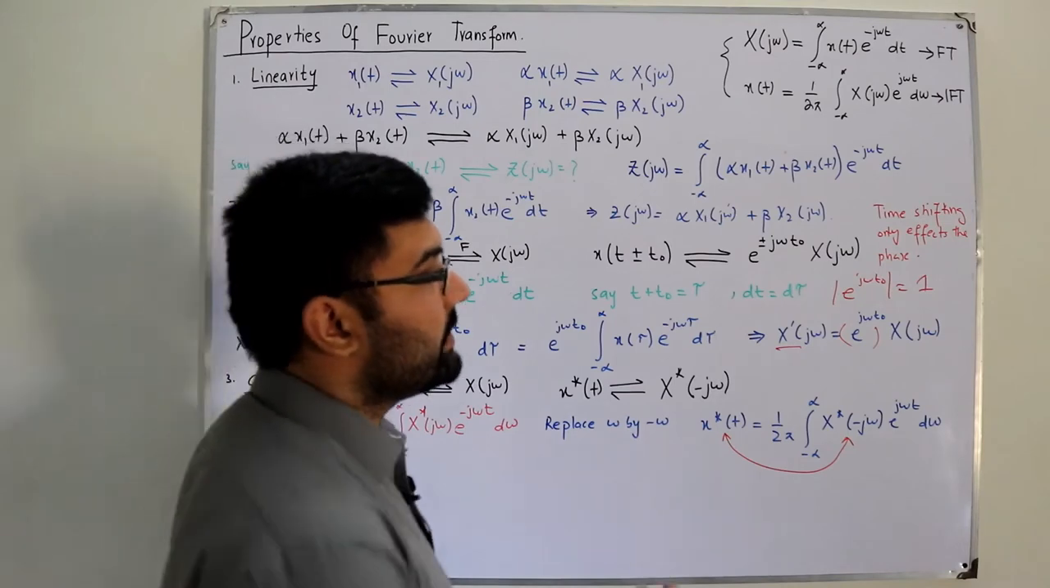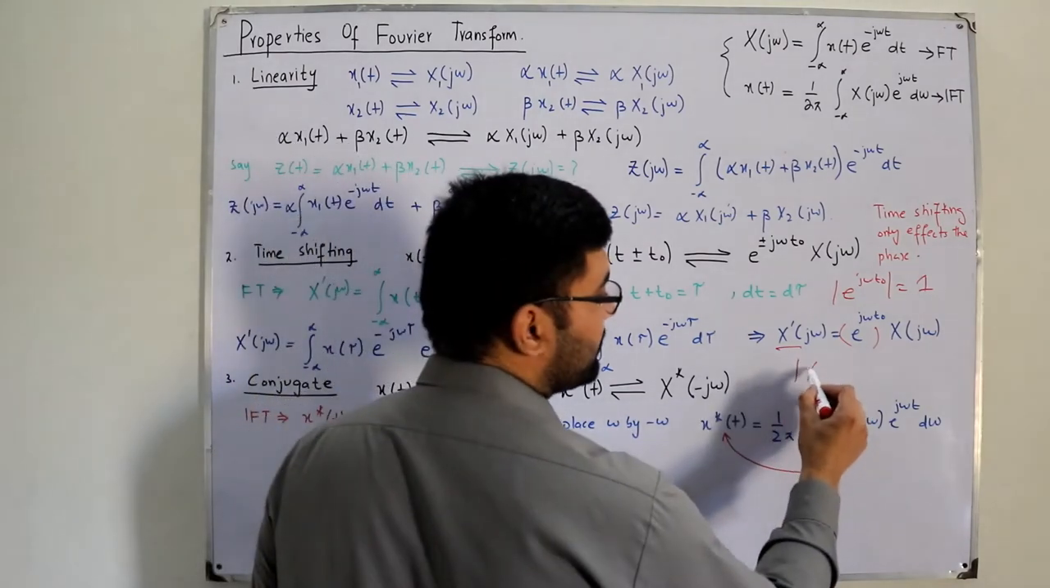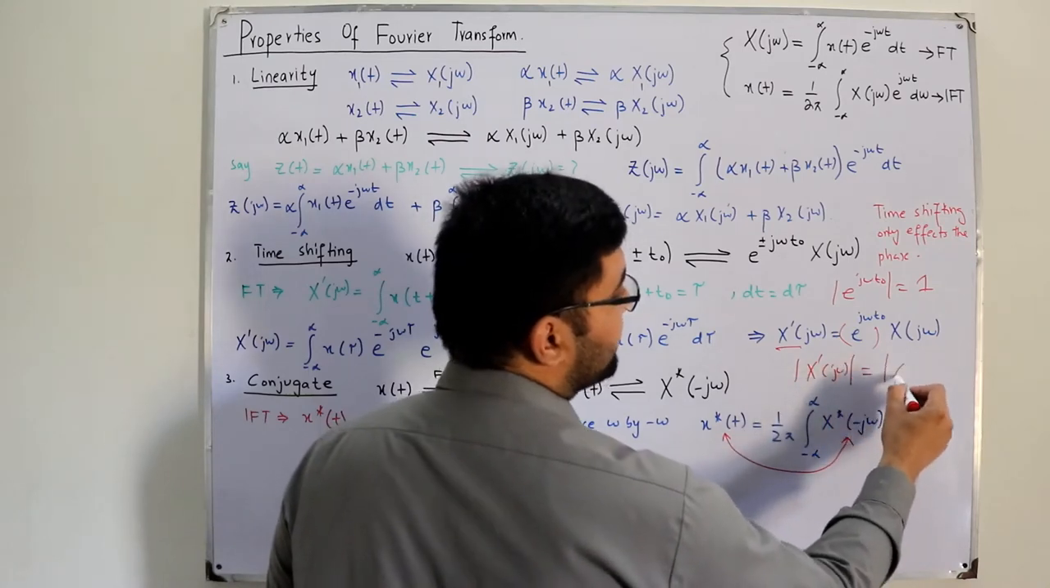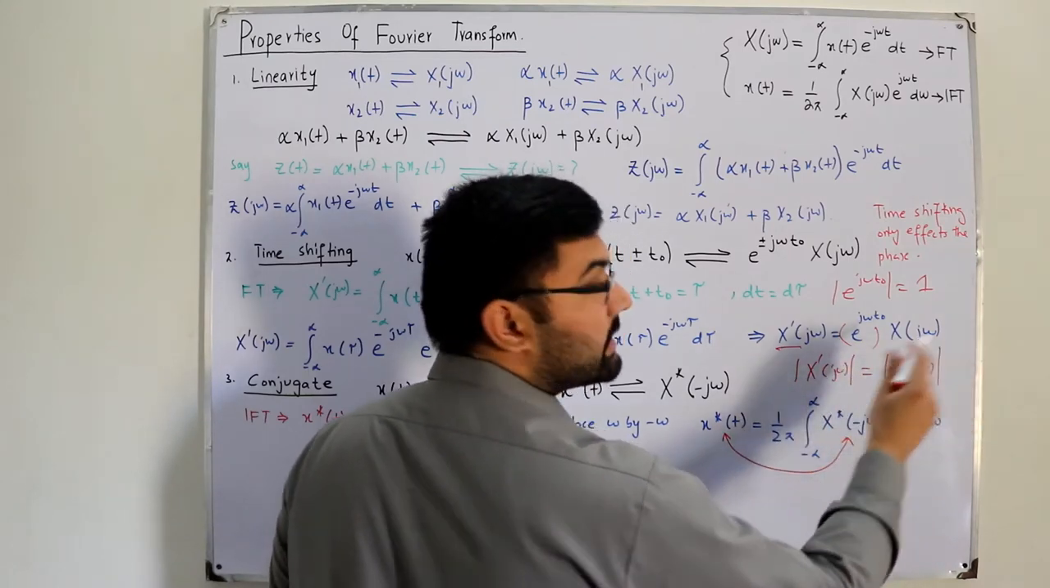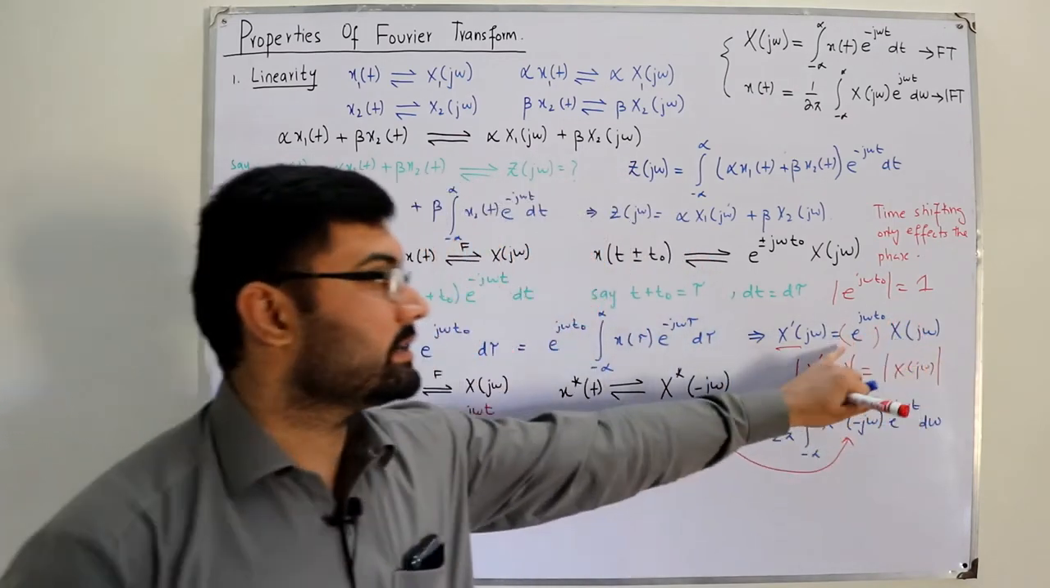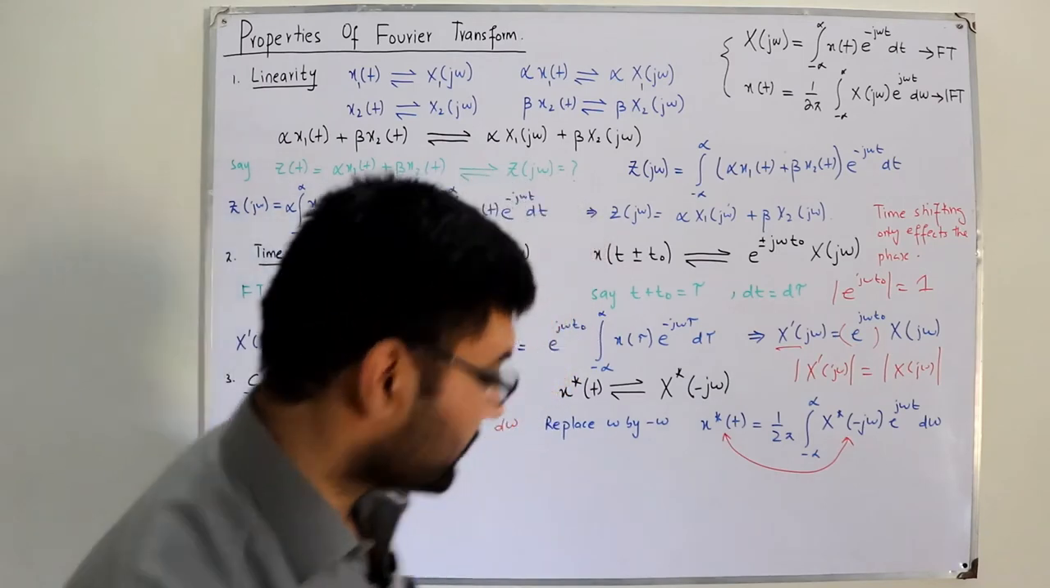So which means that the magnitude of the new Fourier transform, the time shifted version X dash of j omega, is equal to the magnitude of X of j omega. The multiplication of this thing only changes the phase of the new Fourier transform.